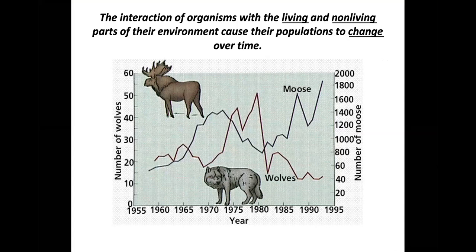So the interaction of organisms with the living and non-living parts of their environment, which we've talked about, causes their populations to change over time. Living things are what? Biotic factors, and non-living are abiotic. Right, very good.